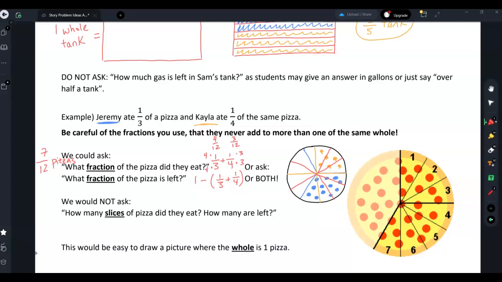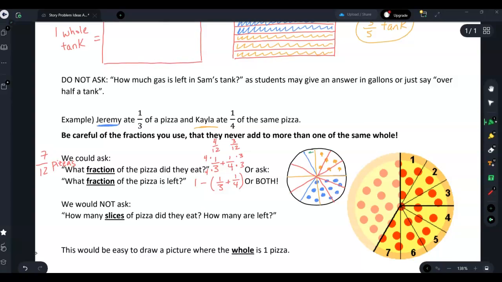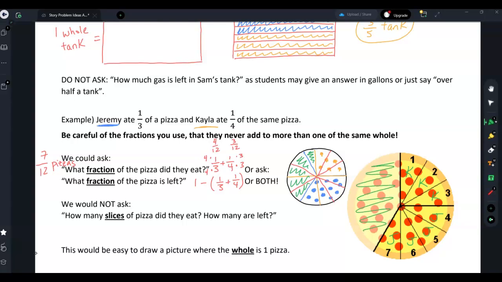And then what fraction of a pizza is left, we could actually just come in and shade or count what's left here. So here's the 1, 2, 3, 4, 5 sections here. And you can see that's what this is actually showing, right? Basically this is Kayla's, this is Jeremy's, and all of this is what's left. And we can see that there's 5/12 of a pizza left.